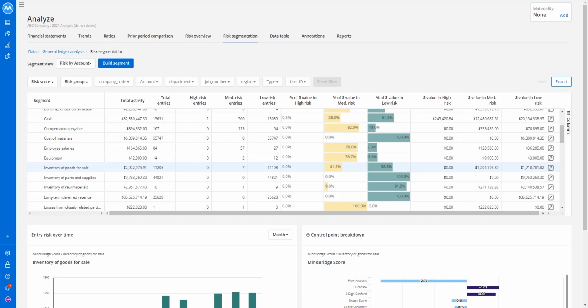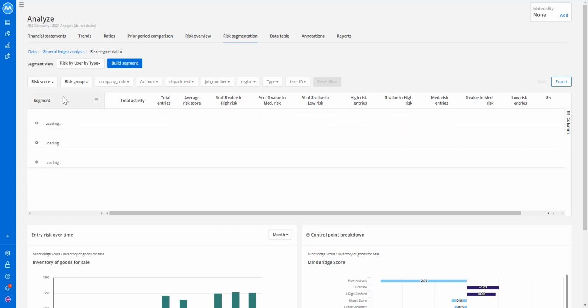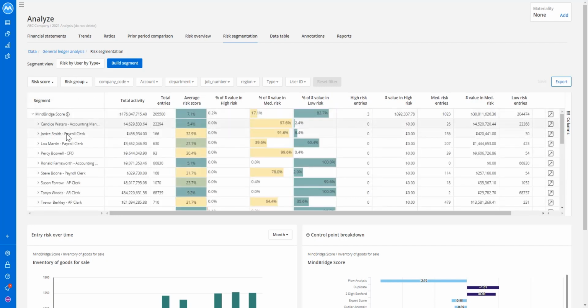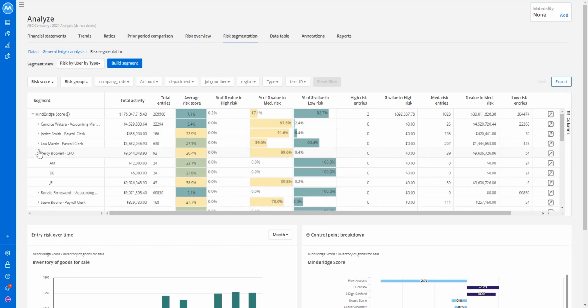Another example that we can focus on is using the risk by user by type. In this particular view, we're able to break down all the different users associated with the transactions found within the ledger. We can understand the user's risk based off of the types of entries they have entered into the system and create a higher level of oversight into those entries and where they're impacting this particular ledger.